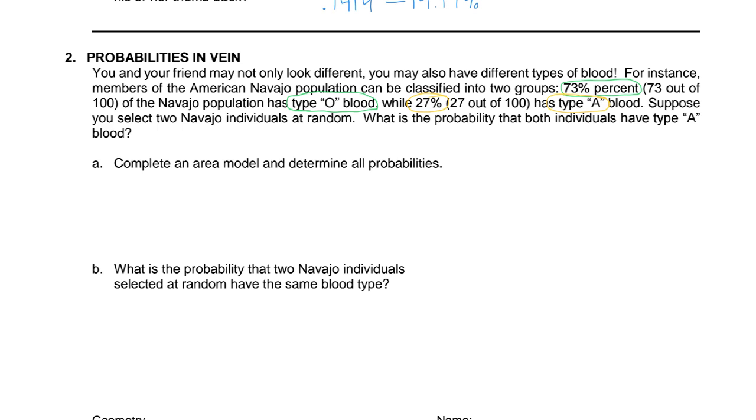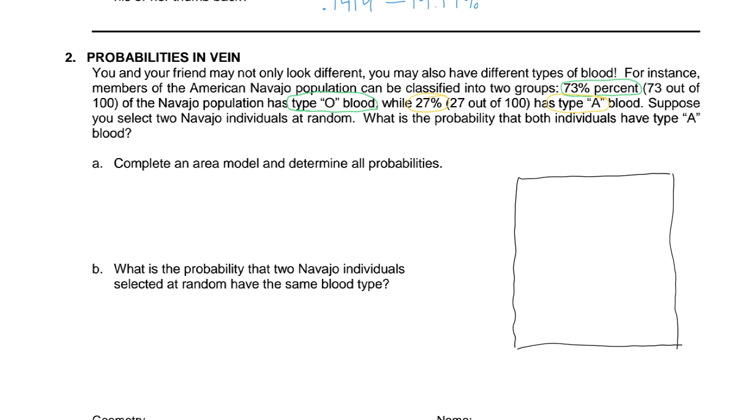What we first need to do is complete an area model and determine all of the probabilities inside. So to do this, we want to make a box, and I want to leave a little room on the left-hand side and the top, because that's where I'm going to be writing out my options and my probabilities that I'm eventually going to have to multiply in. So you want to make kind of a big square, and then we want to start listing out our possibilities. So we're talking about two different individuals, and that's what's going to go on the left-hand side and the top.